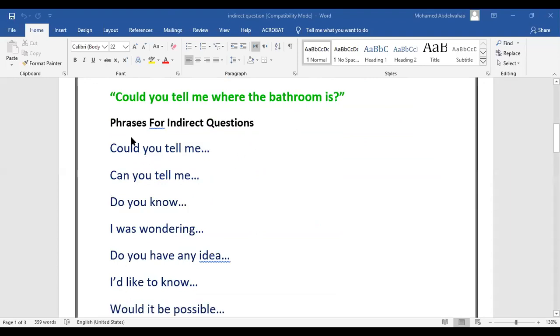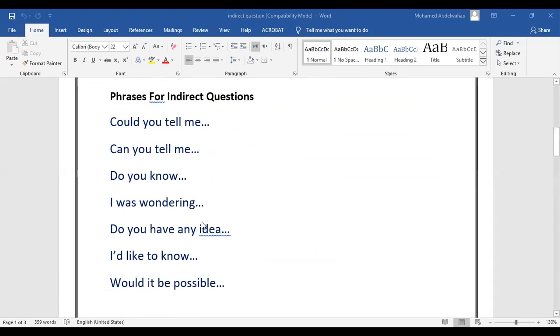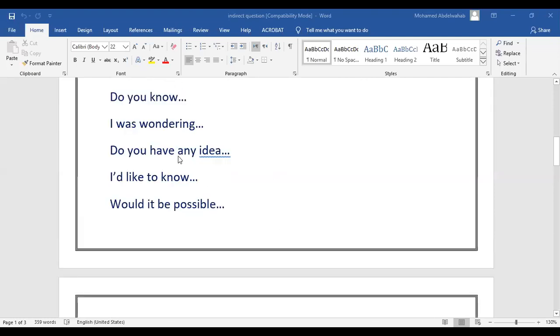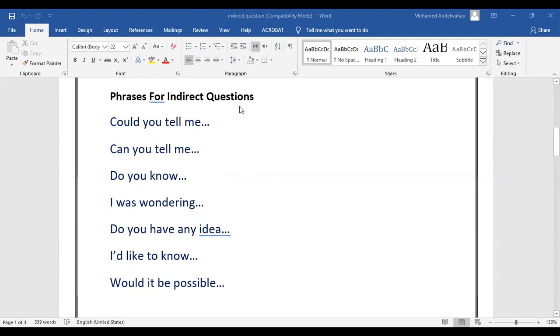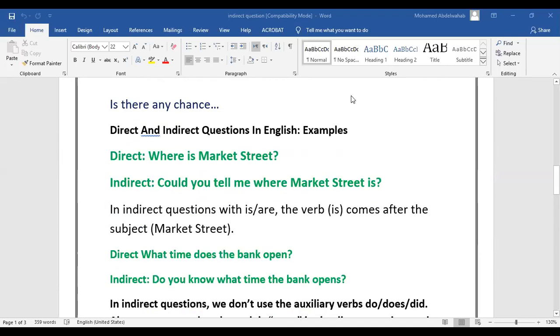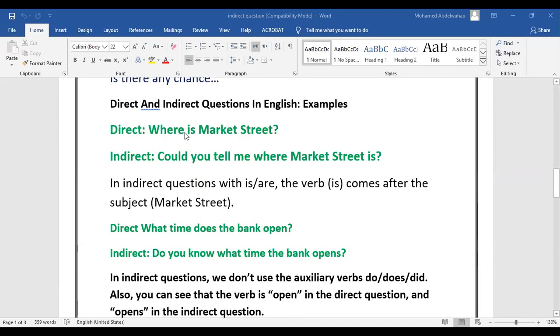Our question should start with phrases like these. Could you tell me? Can you tell me? Do you know? I was wondering. I'd like to know. Do you have any ideas? Would it be possible? Is there any chance? All these phrases are used to make indirect questions, but we should start our indirect question with one of these phrases. And after that, we will see some examples and know how we form these types of questions.